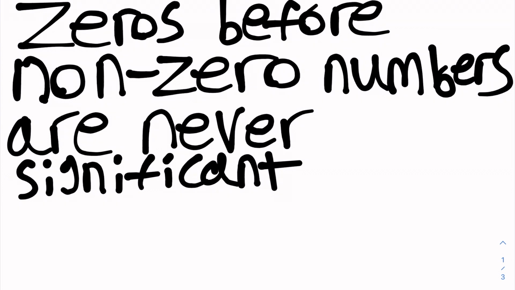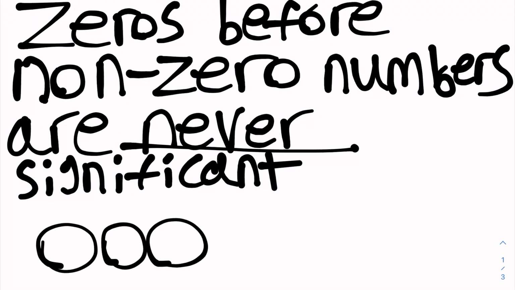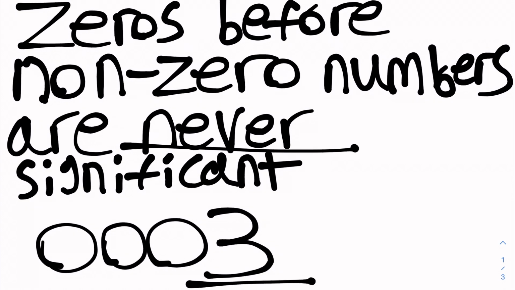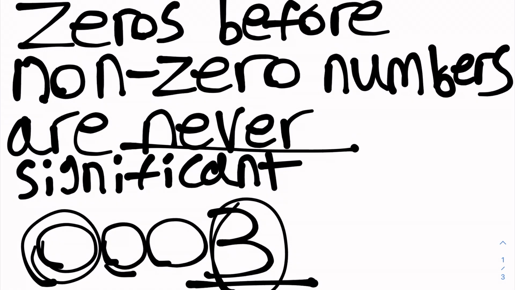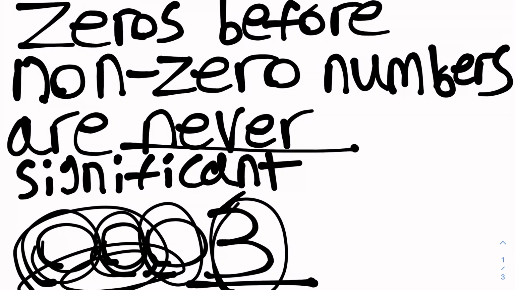Okay, moving on to rule number 3. Rule number 3 says zeros before non-zero numbers are never significant. So we should watch out for the never. Okay, so if we have a number, let's say we have 0003. This number will only have 1 significant figure. That's because this 3, a non-zero, is always significant, but these zeros in front of the non-zero number, they are never significant. As stated above, zeros before non-zero numbers are never significant.